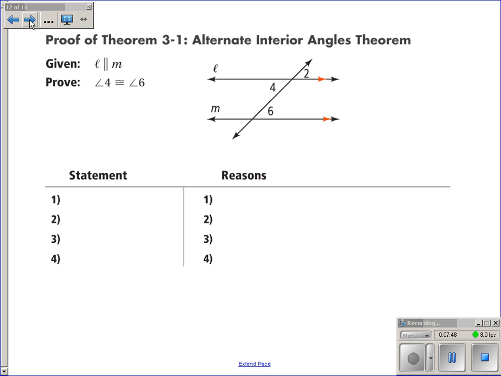Now let's actually talk about how to prove one of these theorems. Okay, we'll be proving the alternate interior angles theorem. Okay, so keep in mind that we can't use that in our proof because we're proving it.